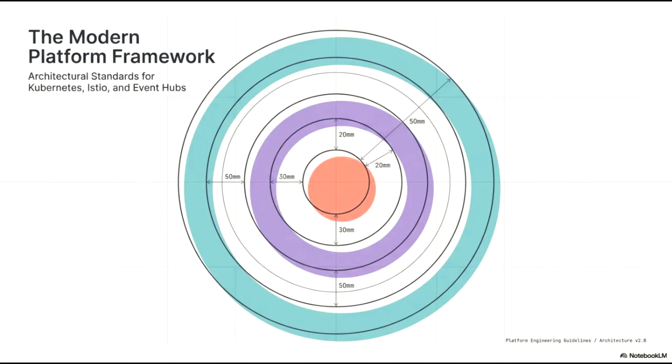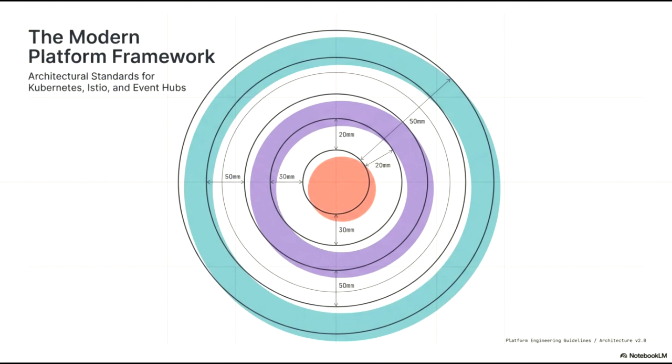What you see on the screen is the Modern Platform Framework, which serves as our definitive blueprint for architectural standards involving Kubernetes, Istio, and event hubs. This diagram illustrates our platform engineering guidelines, specifically Architecture version 2.0. The concentric rings visually represent the core layers of our ecosystem, with the precisely defined measurements indicating the specific scope and integration boundaries for each component.